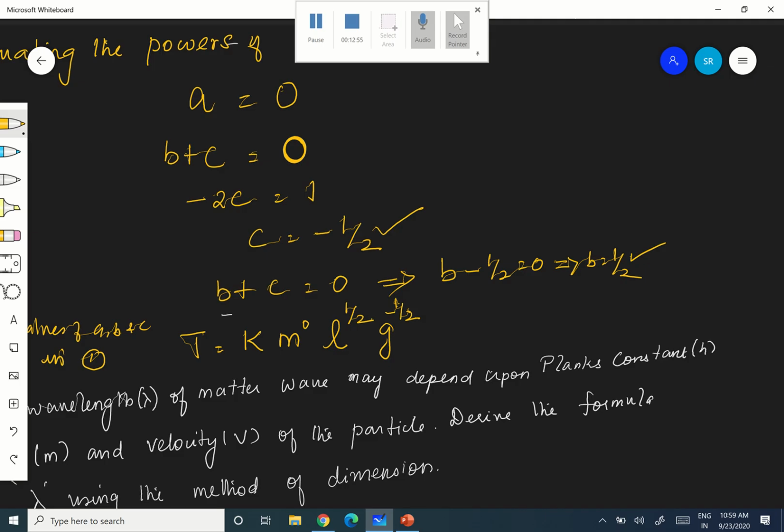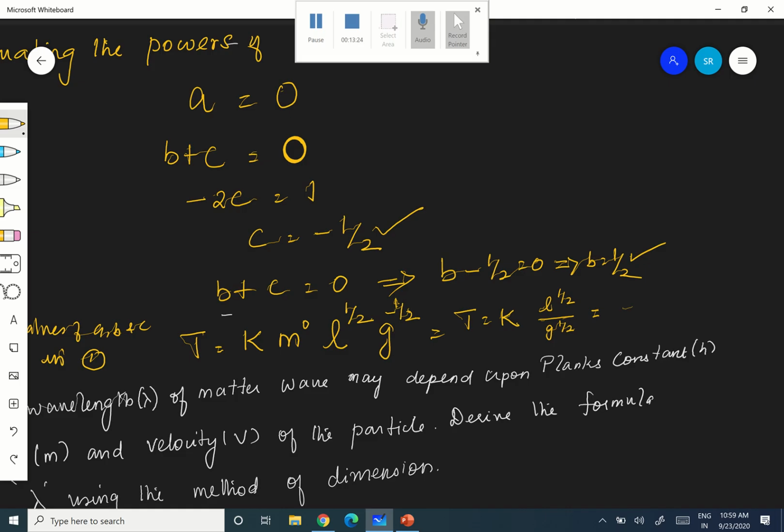Are you following? Therefore, it is independent of M power 0, which means that the time period is independent of the mass of the bulb. That you have come to know now. Okay. Therefore, T is equal to K into L power half, G power minus half. Therefore, you can write L power half divided by G power half.